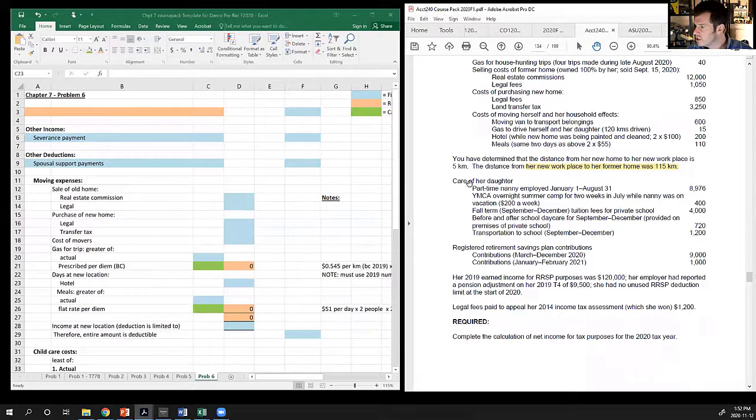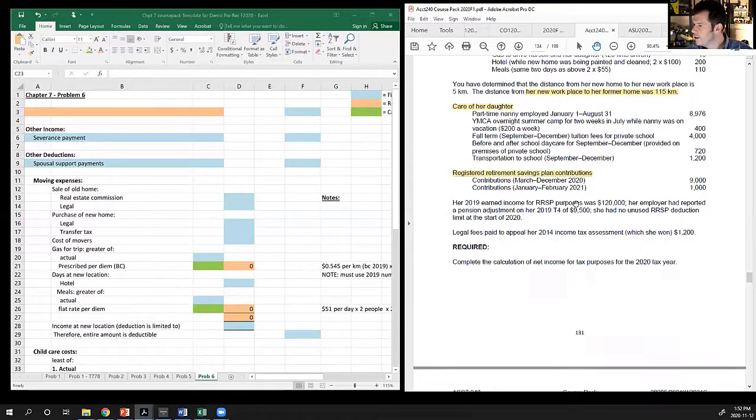Then we've got childcare expenses right here. So we'll take a look at those. And then we've got RRSP contributions right here. And then also we have legal fees paid to appeal her income taxes. So that's one of the other deductions that's sort of the fringe one, okay? So the required is, let's see what the required is. Calculate net income for tax purposes.